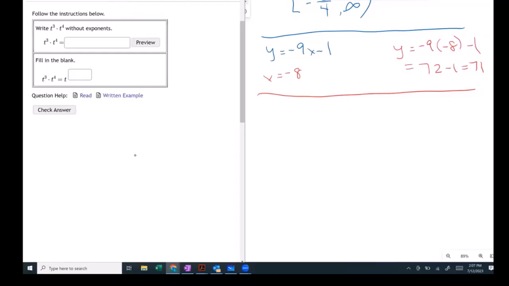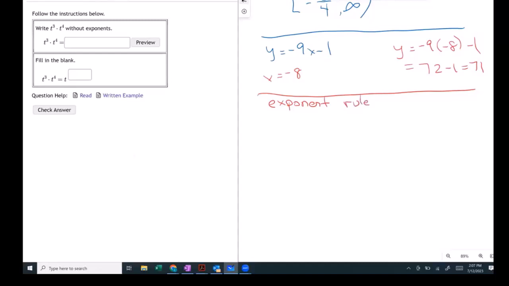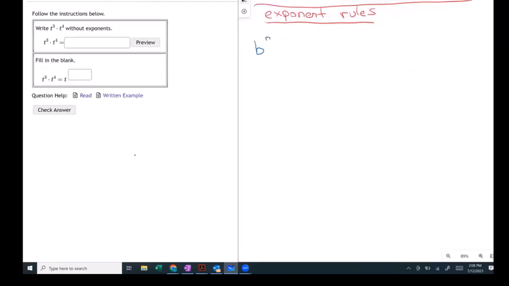Let's go through our exponent rules. If I have a base to some power times the same base to a different power, I add them. For example, if I have x cubed times x squared, this is equal to x times x times x, that's x cubed, times x, that's x squared. And if I count them, I have 5 x's.